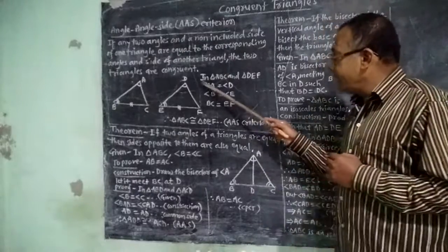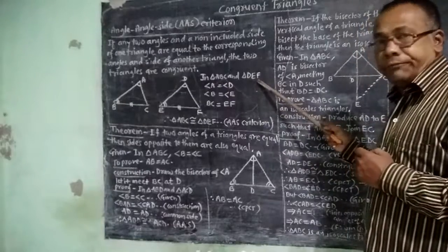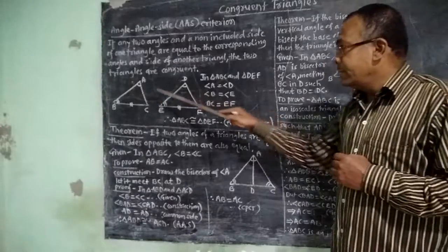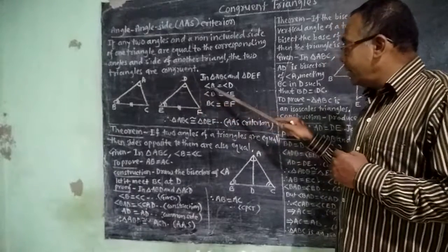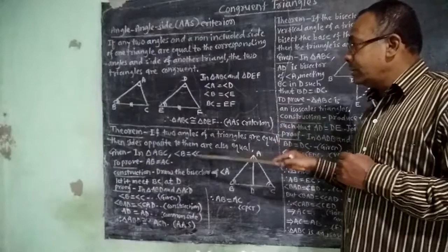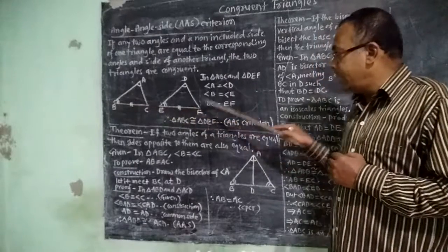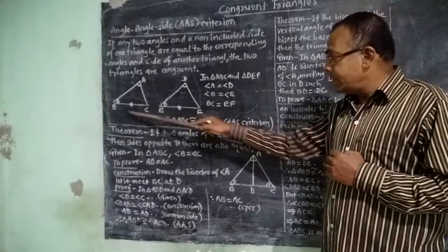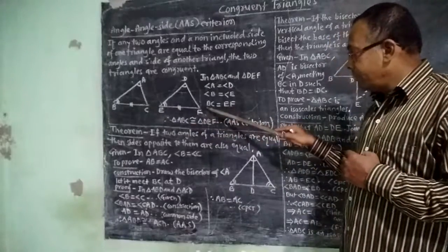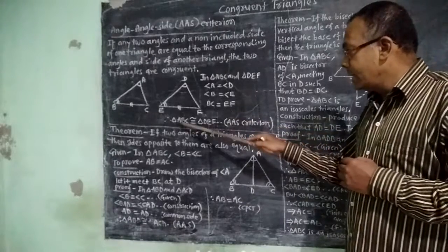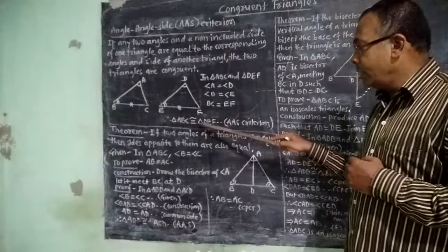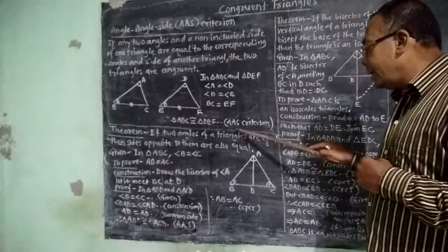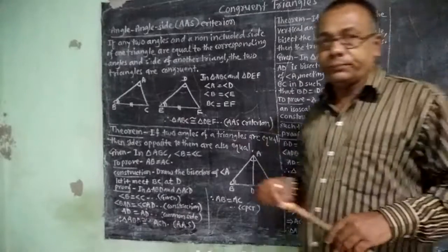Here in triangle ABC and triangle DEF, angle A equals angle D, so both the angles are equal. Similarly, angle B equals angle E, and side BC is equal to side EF. Therefore triangle ABC is congruent to triangle DEF according to AAS criteria.